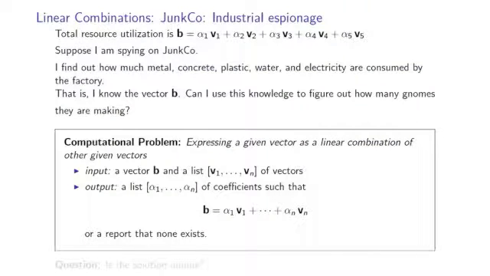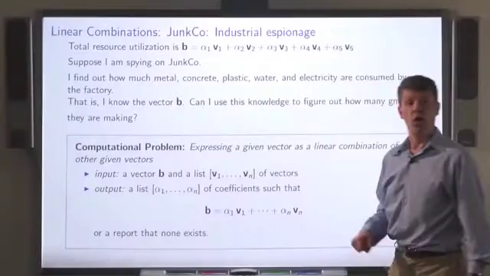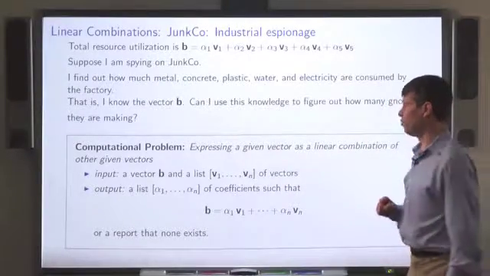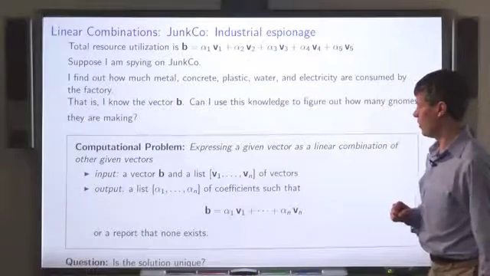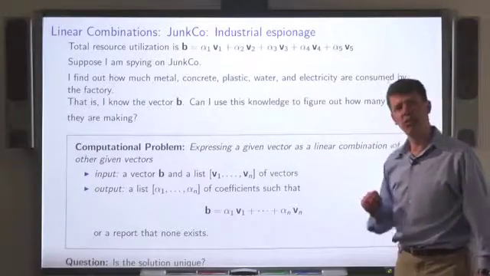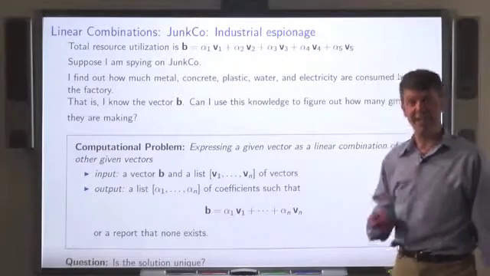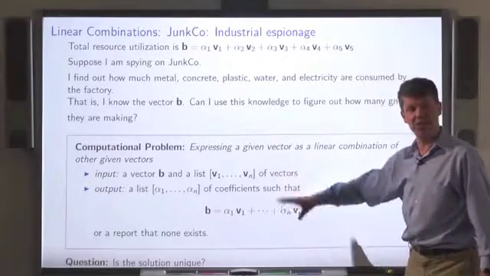This raises the following computational problem. Given a vector b and a list of vectors v1 through vn, can you compute the coefficients with which b is expressed as a linear combination of v1 through vn? And even if we can compute that, am I going to get the right answer? In fact, is there a single right answer?